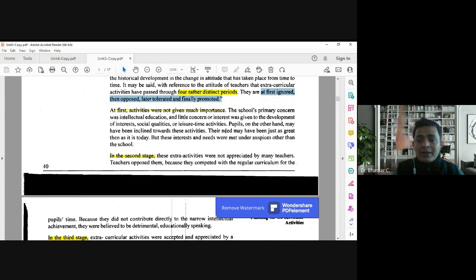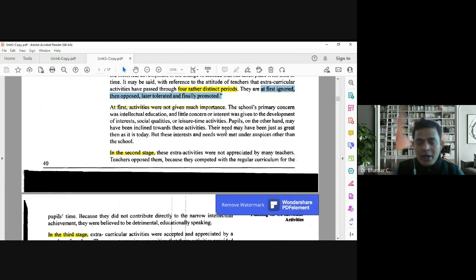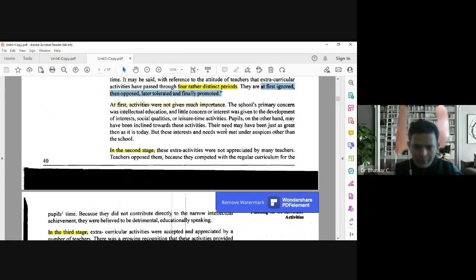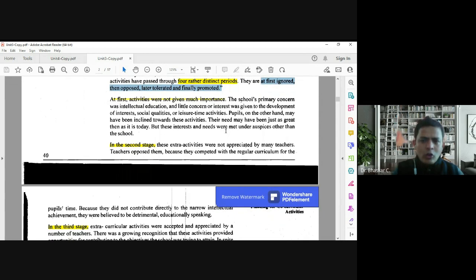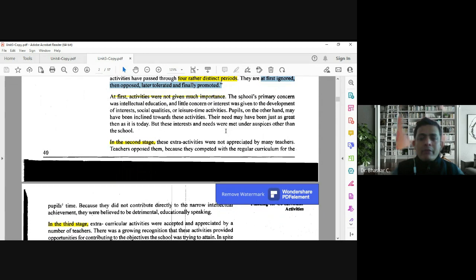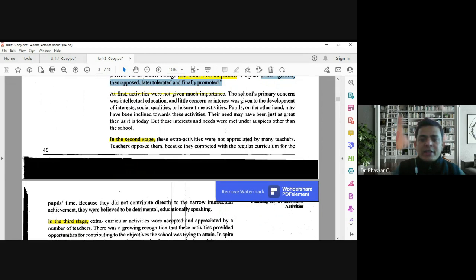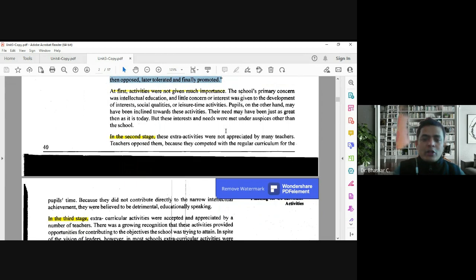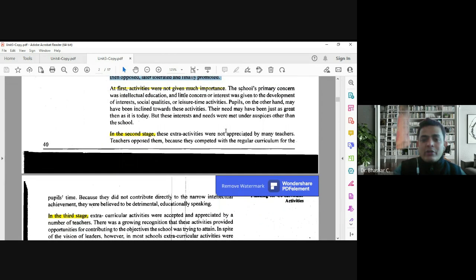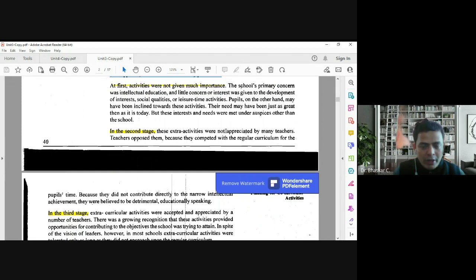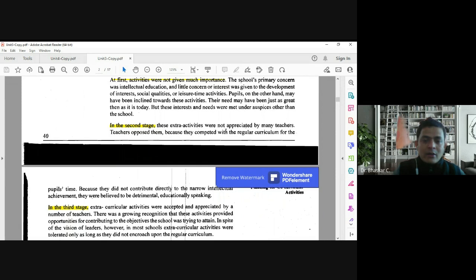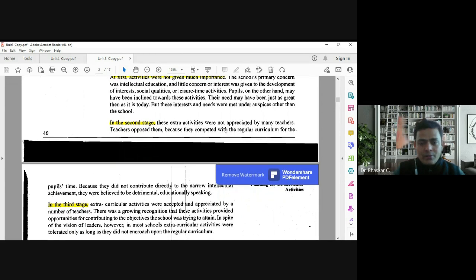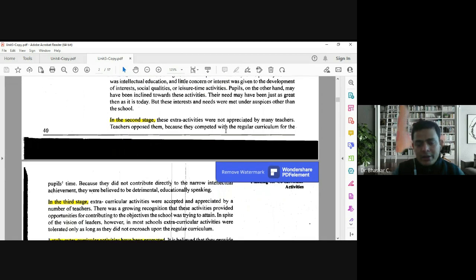And now you will see that it has become a universal fact that in all the schools, across all the levels, maybe the primary level, the secondary level, the senior secondary, or the college and the university level, the co-curricular activities are promoted in one way or another, right? So this was an interesting thing to understand, what were the four stages of development of curriculum, right?